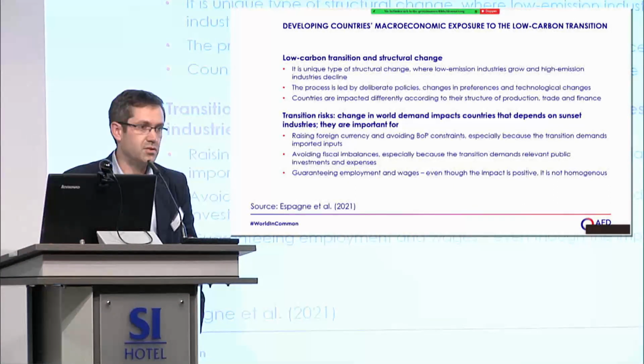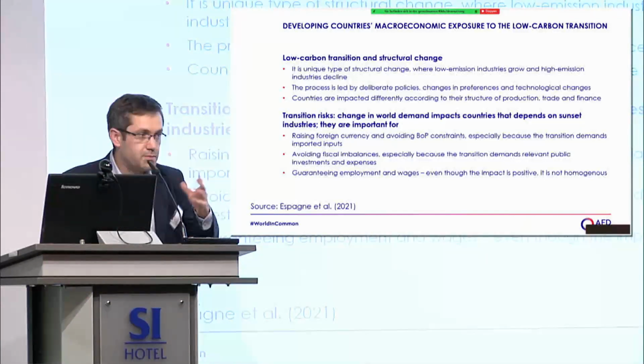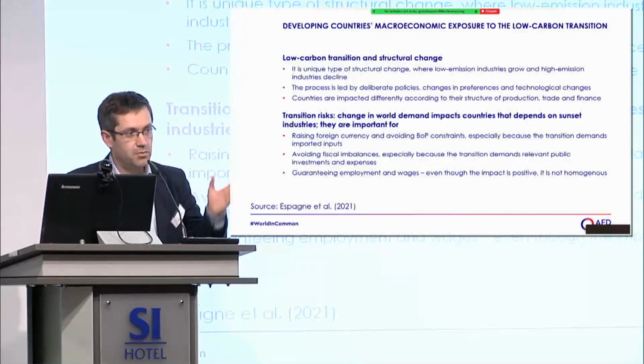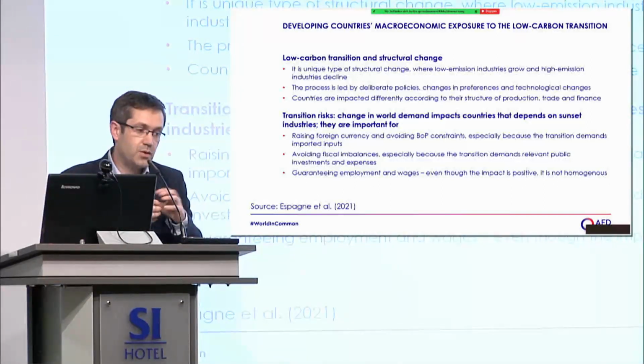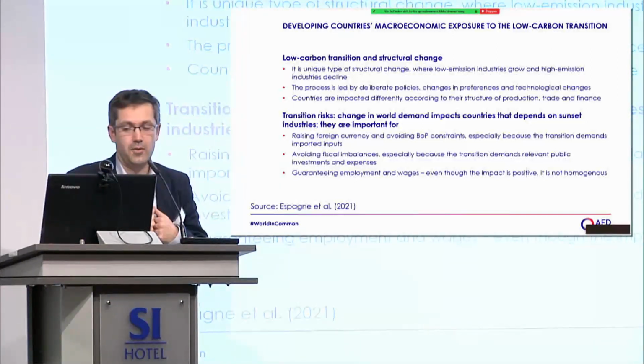The low carbon transition is fundamentally a structural change. Right? You have sectors that will disappear, sunset industries, and you have sectors that will emerge, sunrise industries. And these processes are led by different mechanisms: market, policies, change in preferences, and so on and so forth. And as such, and because of the different production structures in these countries, the countries will be impacted differently. And they will have different macroeconomic impacts.